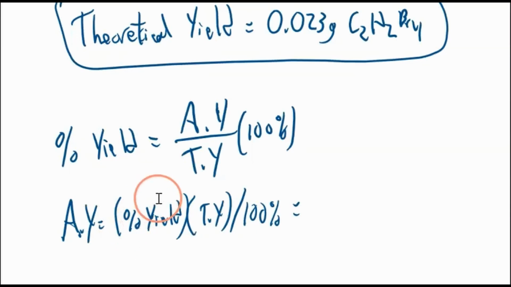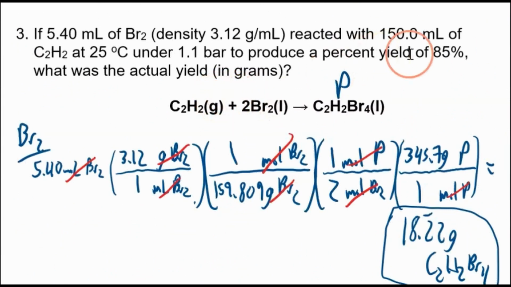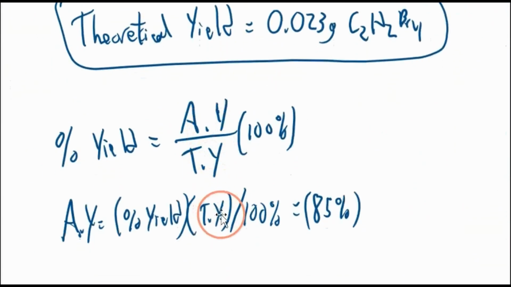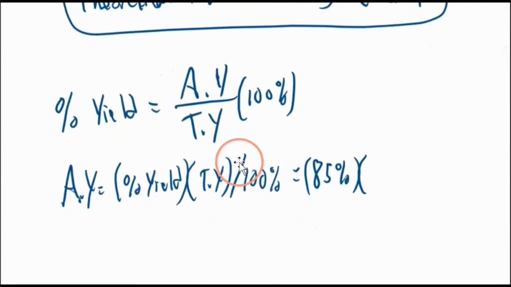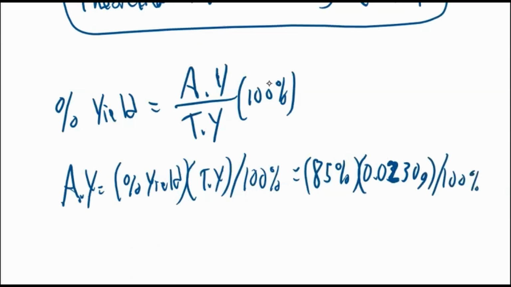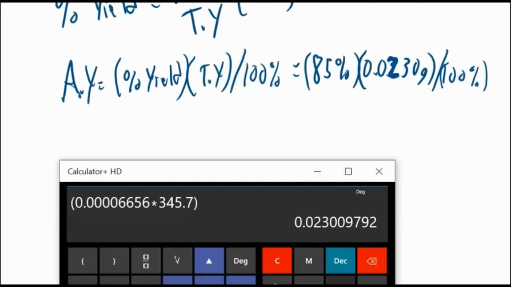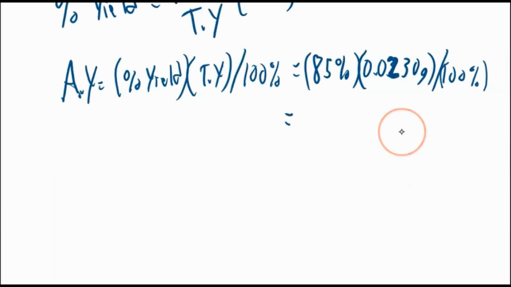So what's the percent yield? I think it was 85%. Let's see here. 85%, that's right. The theoretical yield is right here. We'll keep one extra digit, 0.0230 grams, and then we'll round at the end. Divided by 100%. Okay, we're almost done. 85 times 0.0230 divided by 100 gives 0.01955.